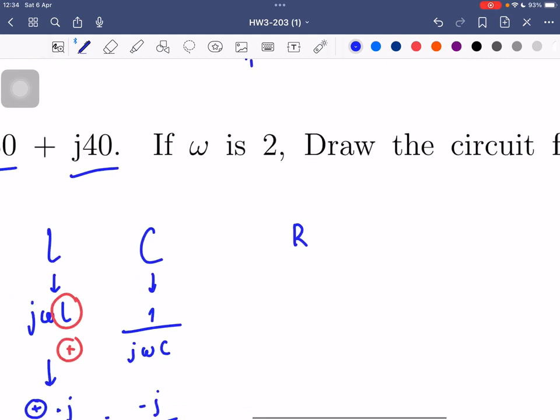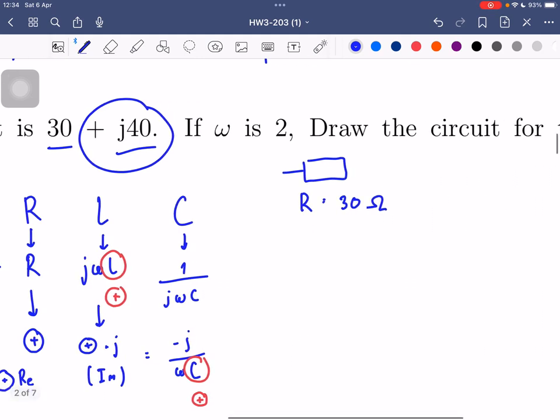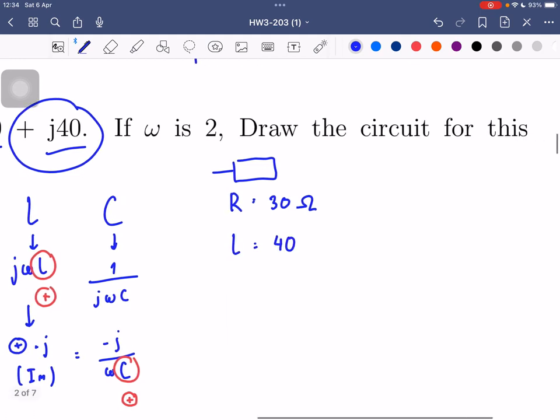So the impedance is composed of the resistor part, that is 30 ohms. And since the value of the imaginary part is positive, we can tell that the other component used is the inductor. So we write L equals 40, and the unit is H.